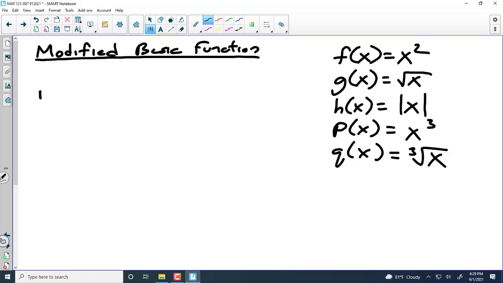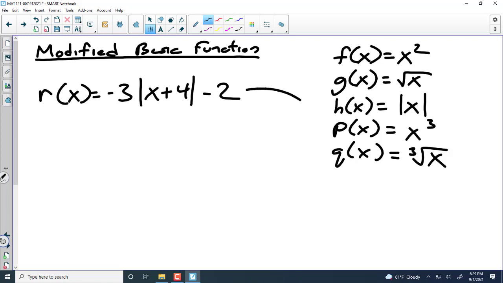Check it out. Here's a modified function. Now, whether you know what's going on here entirely, that we haven't covered yet. But can we tell which one of the 5 basic functions I started with? Yeah, because this has absolute value in it. And how many of our basic functions have absolute value? Just the one. So this is a modified version of the absolute value function.